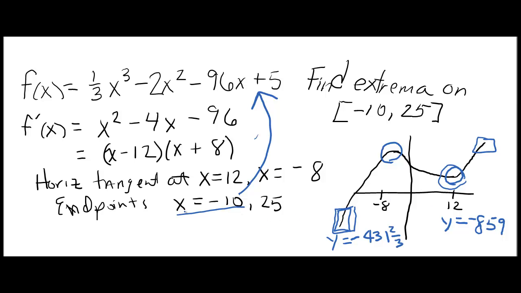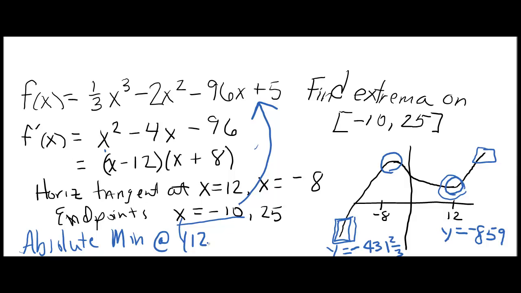So we see that we have the absolute minimum at x is 12. Actually, it's much better to describe that as the point. It truly is a point. So we see that we have an absolute minimum at 12 comma negative 859.